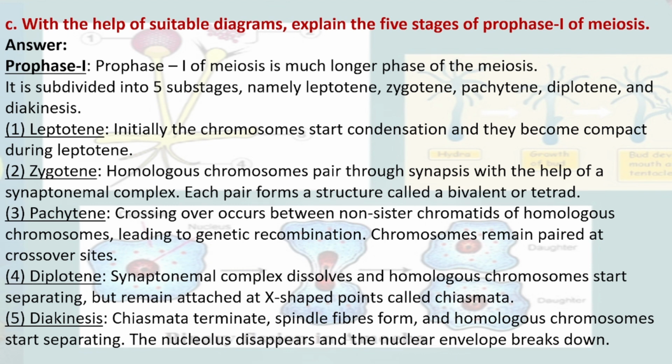Pachytene, crossing over occurs between non-sister chromatids of homologous chromosomes, leading to genetic recombination. Chromosomes remain paired at the crossover sites. Diplotene, the synaptonemal complex dissolves and homologous chromosomes start separating but remain attached at X-shaped points called chiasmata. Fifth, diakinesis. Chiasmata terminalize, spindle fibers form and homologous chromosomes start separating. The nucleolus disappears and the nuclear envelope breaks down.